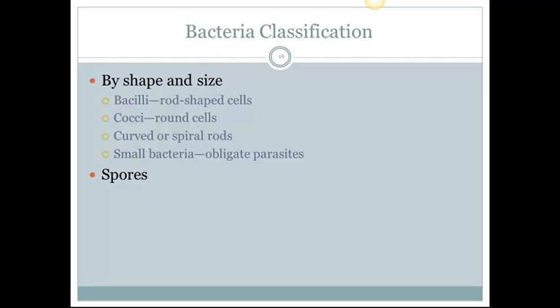Bacteria are also classified by their shape and size. Bacilli are rod-shaped bacteria. Cocci are round cells. There are also curved or spiral rods. And then there's also a really small type of bacteria that has an obligate parasite type shape. There are also spores, which are non-reproducing forms of bacteria that resist unfavorable environmental conditions, meaning that they may survive after a surface is disinfected.